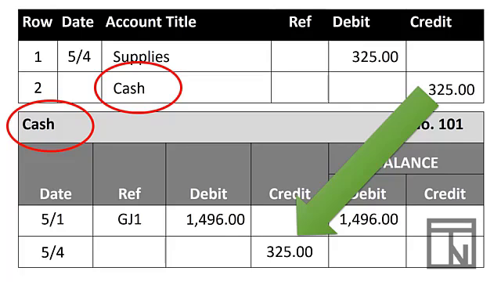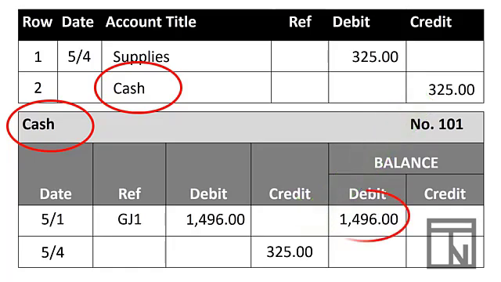Now we need to update our balance for the cash account. We can see that the cash account has a debit balance of $1,496, but our transaction has a credit of $325. So we mentioned earlier that when they're both the same side, we would add them together. Opposites, subtract. So we are going to subtract the $325 from the $1,496 debit balance because it is opposite of the balance.